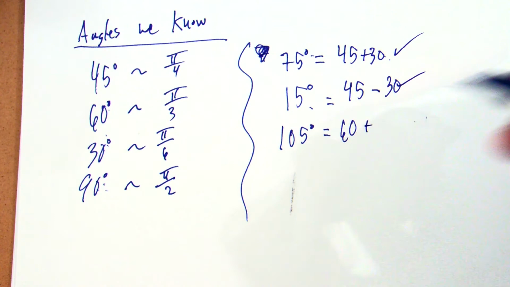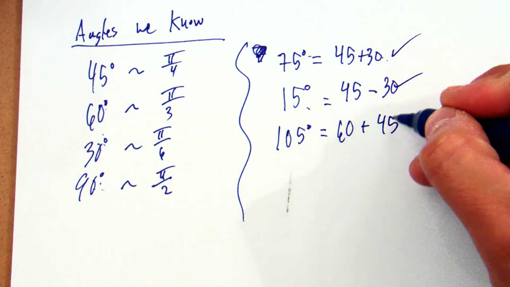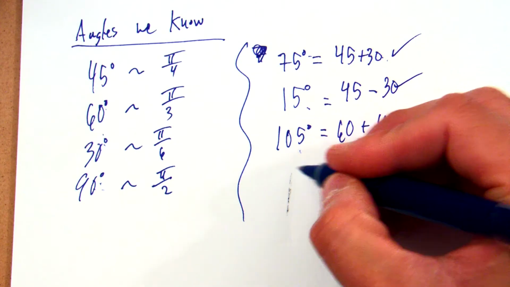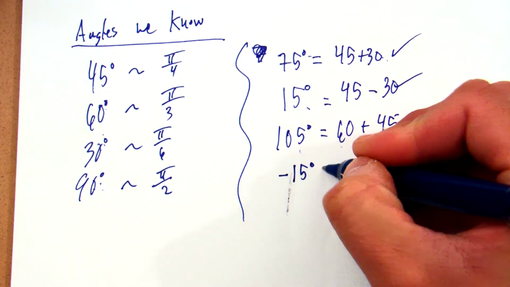60 plus what? 45 degrees. Do we agree? Yep. That's pretty straightforward. So, I mean, most of these aren't that bad. You could kind of tell. Like, sometimes they do negatives. What about negative 15 degrees?